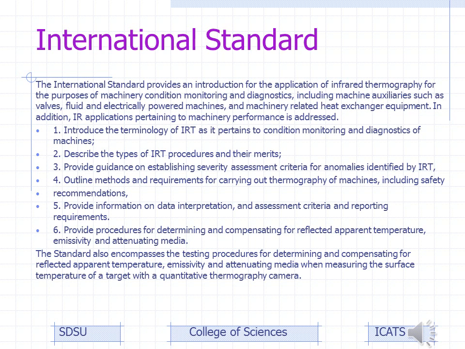so it outlines methods and requirements for carrying out thermography of machines, including safety recommendations. It provides information on data interpretation, assessment criteria, and reporting requirements, and provides procedures for determining and compensating for reflected apparent temperatures, emissivity, and attenuating media. Now, the reason this is important, we'll see in a few slides. Reflective temperature can be higher, can look a lot higher than that.